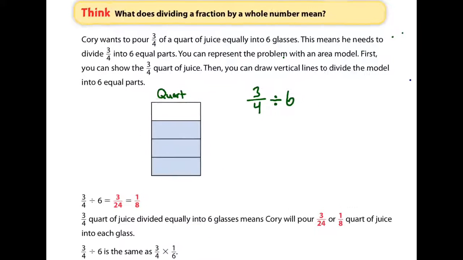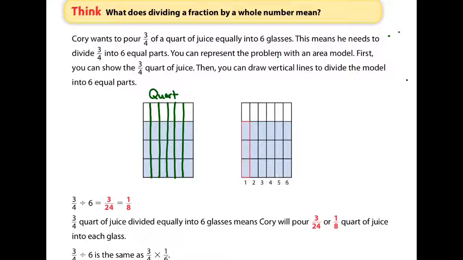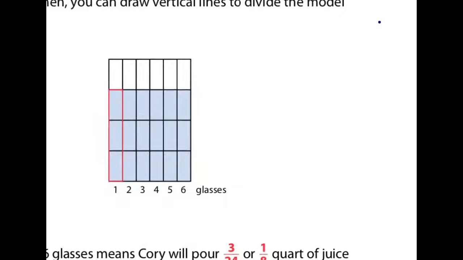Now, to split it into 6 glasses, we're going to make vertical lines and split it into 6 sections. Each one of those sections is going to be a glass. Now I'm going to use the book drawing because it's neater. So let's zoom in on that. As everyone sees, we still have our quart, and the blue section is the 3/4 of a quart. Now we have the vertical lines that represent 6 glasses.